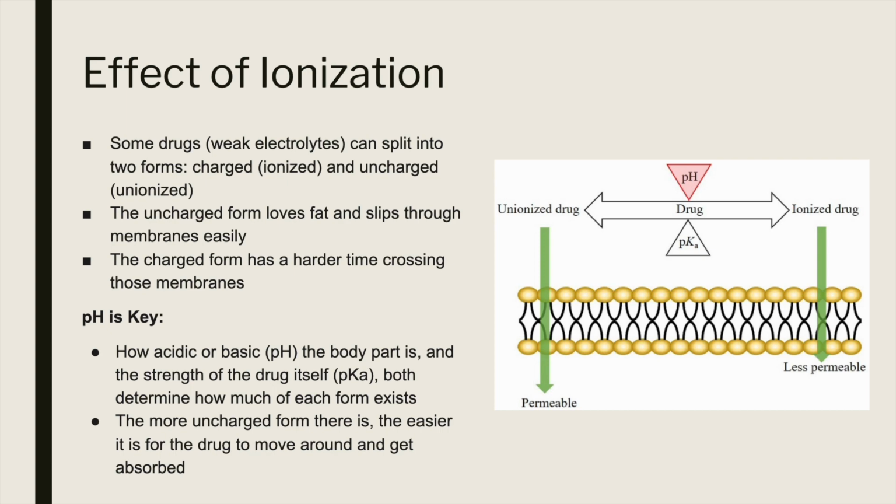An uncharged or unionized form really likes fats, and it will slip through membranes easily because remember, membranes are typically very heavy in lipids, which are fats. So fats are going to slip through fats a lot better. So these uncharged drugs are going to go through a lot easier. Charged forms have a much harder time crossing these membranes. So this plays a big role in ionization, or whether or not a drug is ionized or unionized. It's going to mean how permeable or how likely it is to go through the membrane.